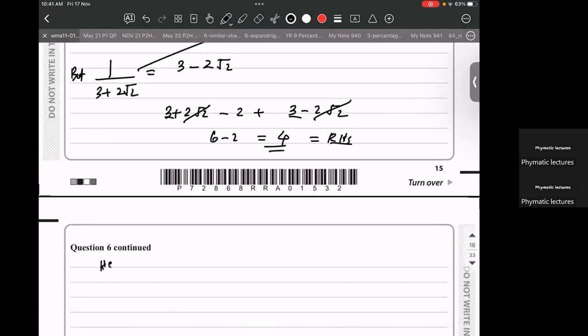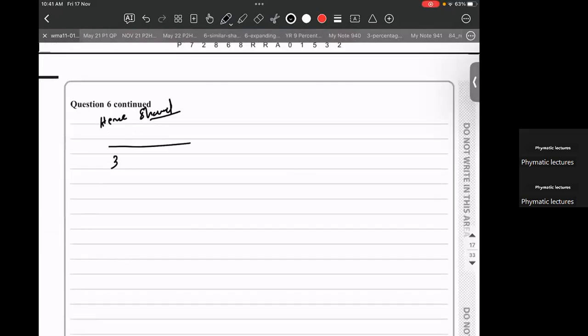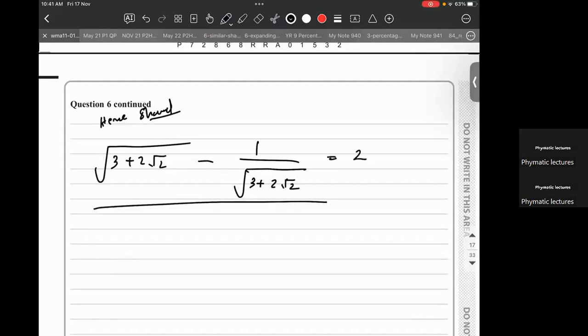Hence, root of (3 plus 2 root 2) minus 1 by root of (3 plus 2 root 2) is equal to 2. That is the idea behind this question. Hope you got that.